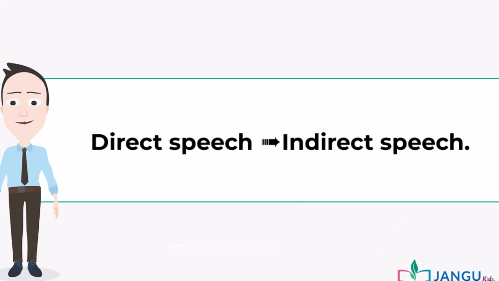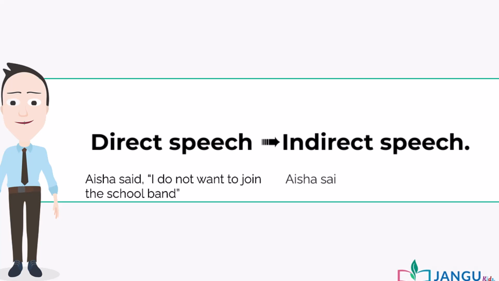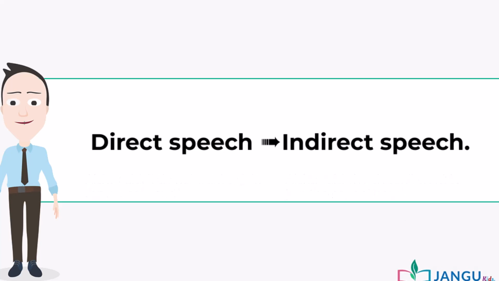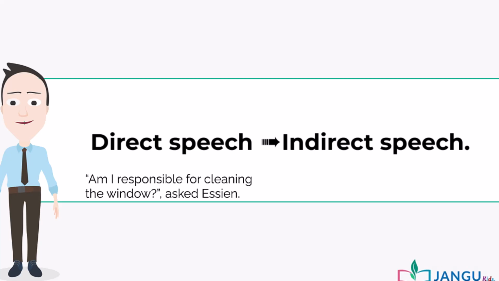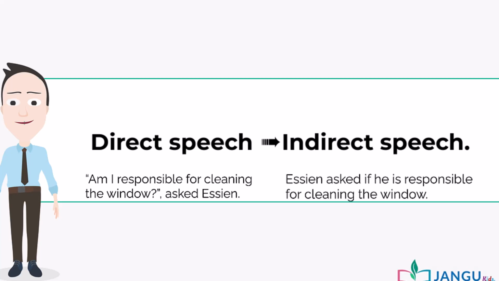2. For this direct speech, Aisha said, quote, "I do not want to join the school band." The indirect speech version would be: Aisha said she doesn't want to join the school band. 3. For this direct speech, quote, "Am I responsible for cleaning the window?" asked Essien. The indirect speech version would be: Essien asked if he is responsible for cleaning the window.